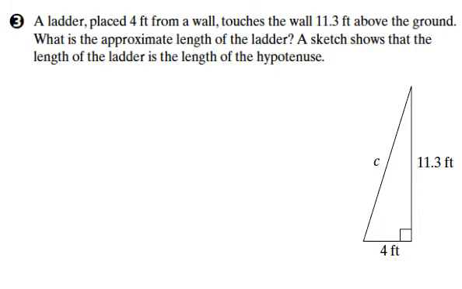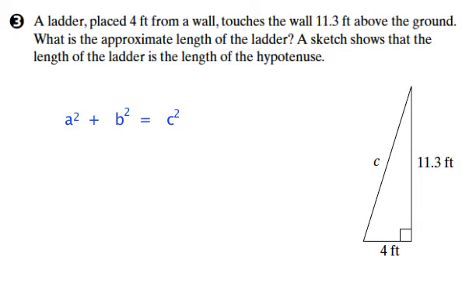Number 3. A ladder placed 4 feet from a wall touches the wall 11.3 feet above the ground. What is the approximate length of the ladder? A sketch shows that the length of the ladder is the length of the hypotenuse. So a is going to be 4 and b can be 11.3. So we start with our Pythagorean theorem. a squared plus b squared equals c squared.